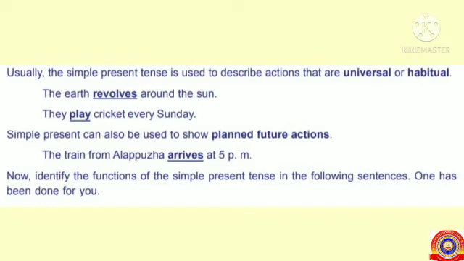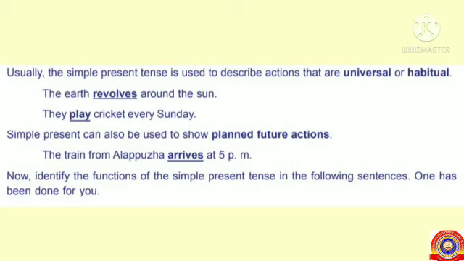Look at these two sentences. The earth revolves around the sun. It is a universal truth. The next sentence, they play cricket every Sunday. It is a habitual action. Students, another example for universal action is the sun rises in the east. Then another example for habitual action is they watch television every day.